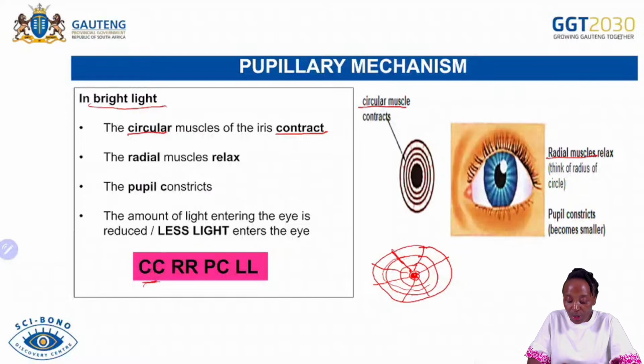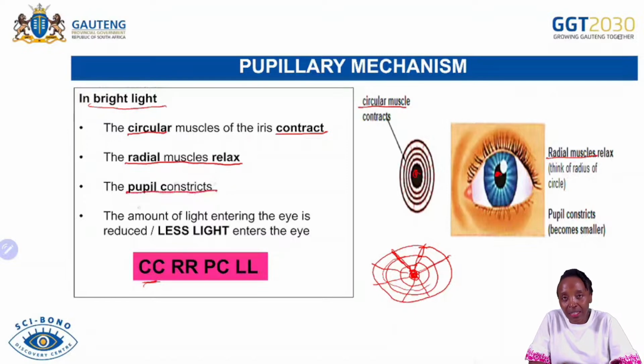And what happens to these ones that are extending from the center to the circumference, which are your radial muscles? Then the radial muscles do what? They relax. And when this happens, what happens to the pupil now? This opening that allows the light to come through. So the pupil does what? It constricts. Again, very important.